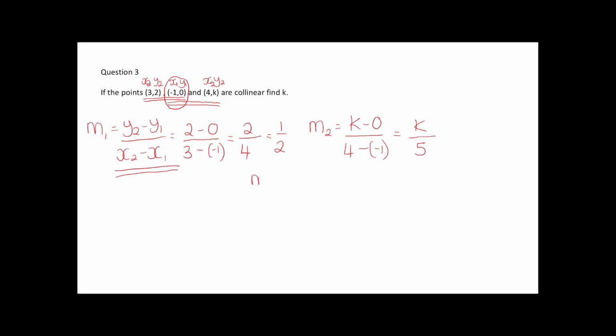Since they're collinear, we know that the gradient of our first part must be equal to the gradient of our second. So that means that a half is equal to k over 5. We're working through this to find the value of k. So to get rid of that 5 on the bottom, we're going to multiply through both sides by 5, and we would end up with k equals 5 over 2. You could also write that as 2.5. Write it however you want, but that should be your final answer.